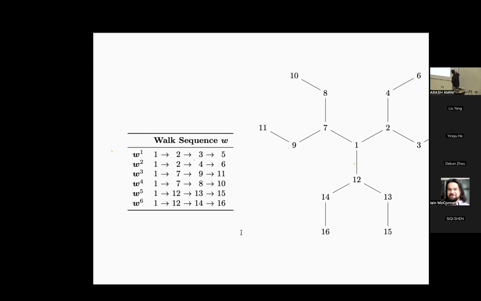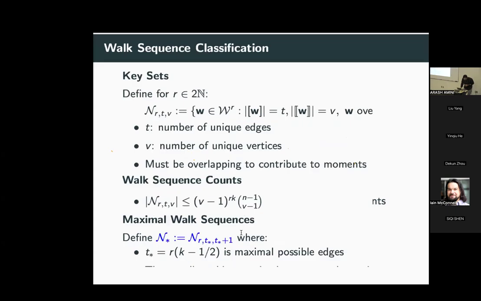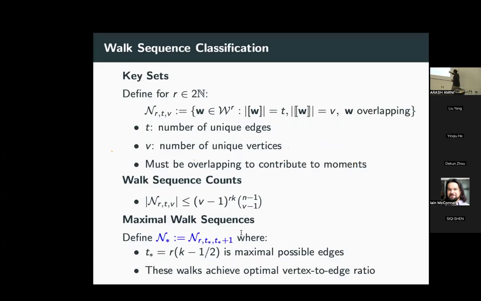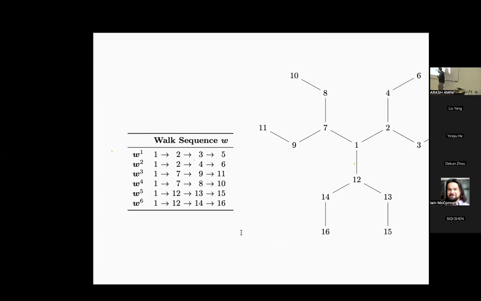So you can argue similarly based on the probabilities. You have to count how many unique edges there are among all these walk sequences, and how many vertices they have. And then you can argue that if the walk sequences are not overlapping, because of the centering, the contribution would be 0. So you need at least some overlap.